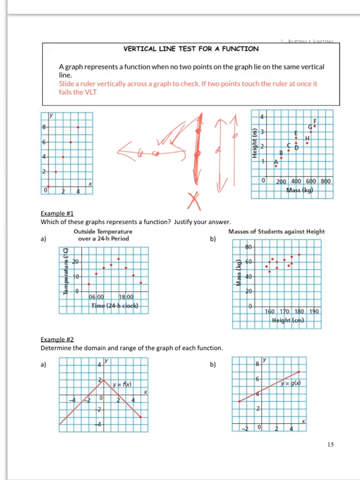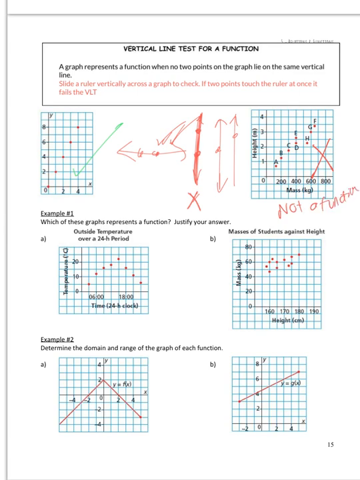If 2 points lie on the same vertical line, it is unacceptable and that will not be a function. If we're looking at our first graph here, we can see that no 2 points lie on the same vertical line. Therefore, this passes the vertical line test and it represents a function. In our second graph here, this one has an overlap of points that will fail the vertical line test at x equals 400 here, or mass equals 400. Therefore, this fails the vertical line test and is not a function.